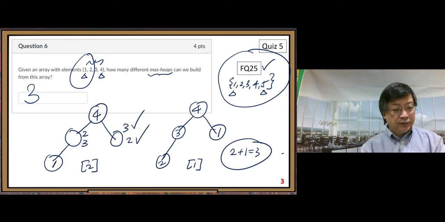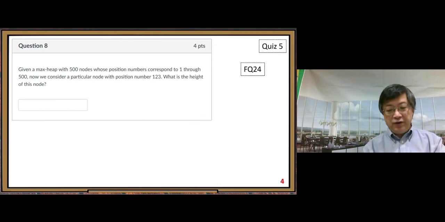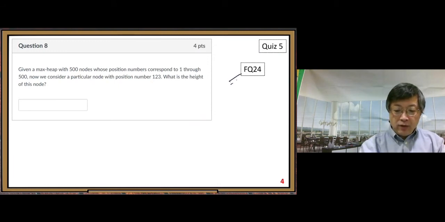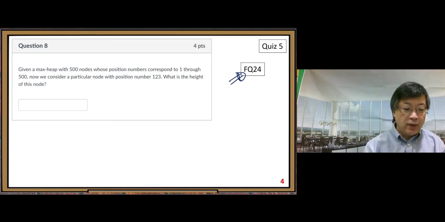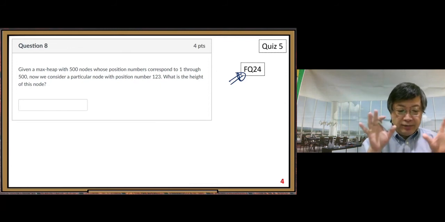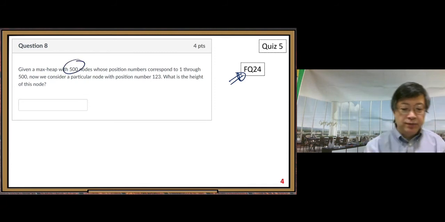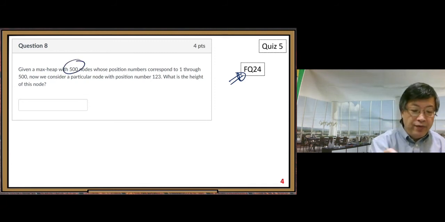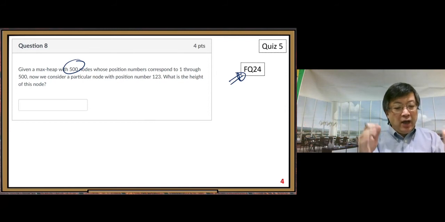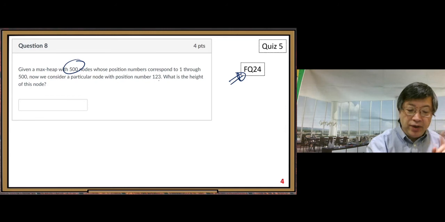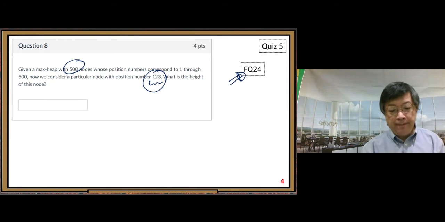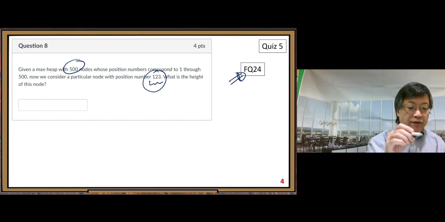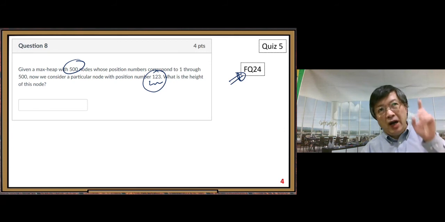All right, the last question of this video, targeting final exam question number 24. Let us go through the whole procedure. The max heap with 500 nodes, position numbers from 1 through 500. Now we want to look at the particular node with this given position number. What is the height of the node?